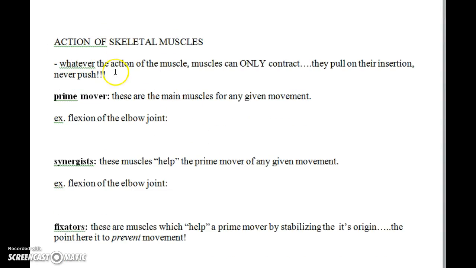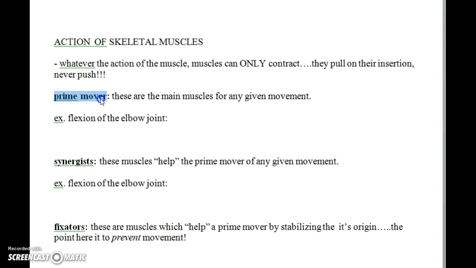All right, actions of skeletal muscles. It says we talked about this in lab, but whatever the action of a muscle is, muscles can only contract. So muscles only work by shortening. It says they pull on their insertion, they never ever push. And we'll come back to that big time when we do Muscle Quiz 3. But these terms relate to the action of a muscle.